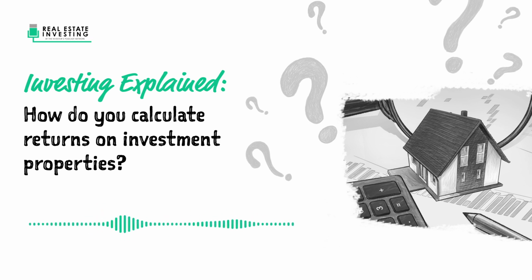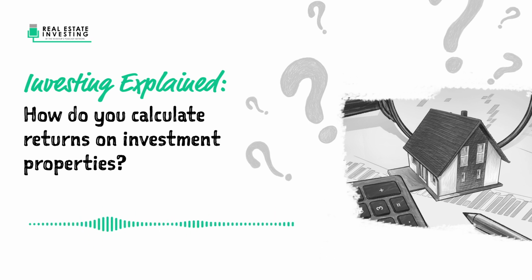So the first thing I do is look at the 1% rule. That says that the monthly gross rent, which is just the total monthly rents that you're going to get in for that property, needs to be equal to at least 1% of the total purchase price. So if you're going to be purchasing a property for, say, $100,000, you would like to look for a property that rents for at least $1,000 a month.